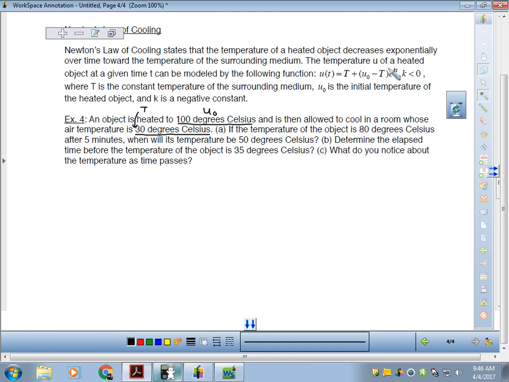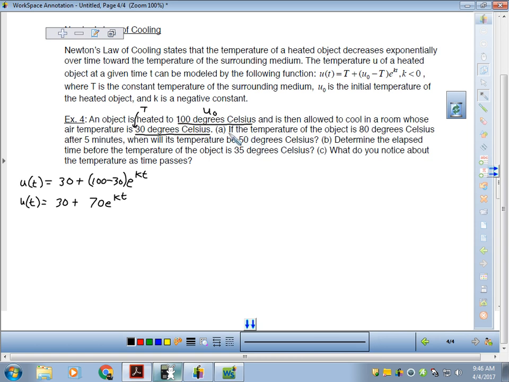So if we fill in what we know right now, what we have is U of t equals 30 plus 100 minus 30 times e to the kt. That's what we have right now. And we can actually clean that up a little bit. So this is 30 plus 100 minus 30 is 70, e to the kt. So that's what we're at right now.